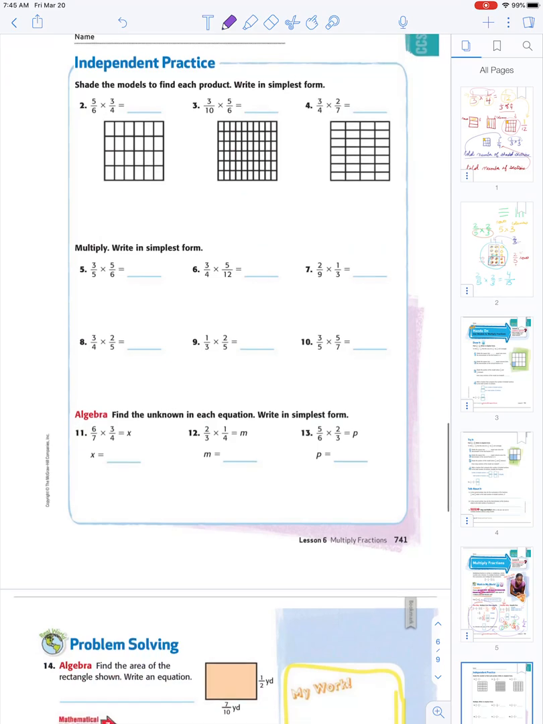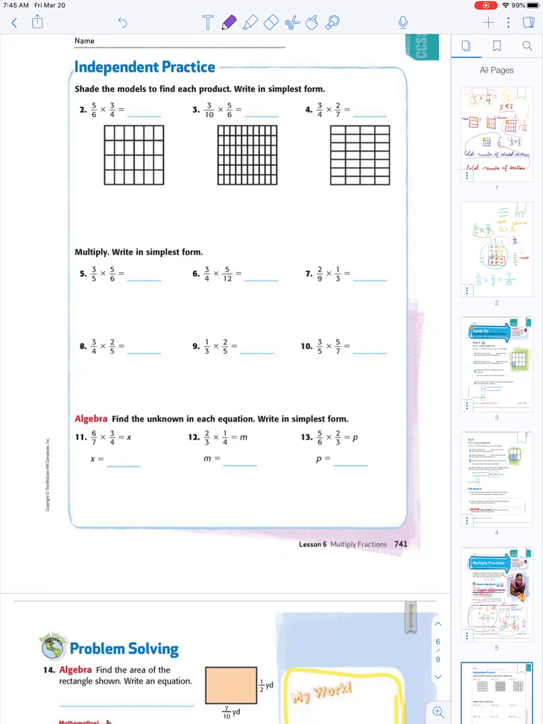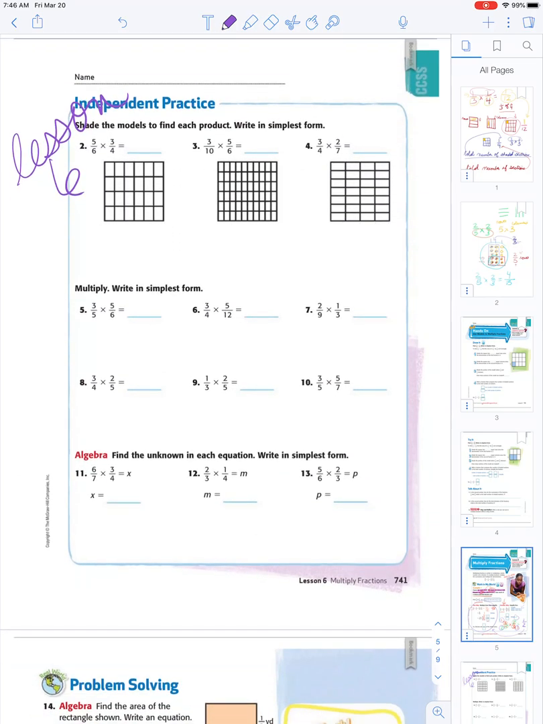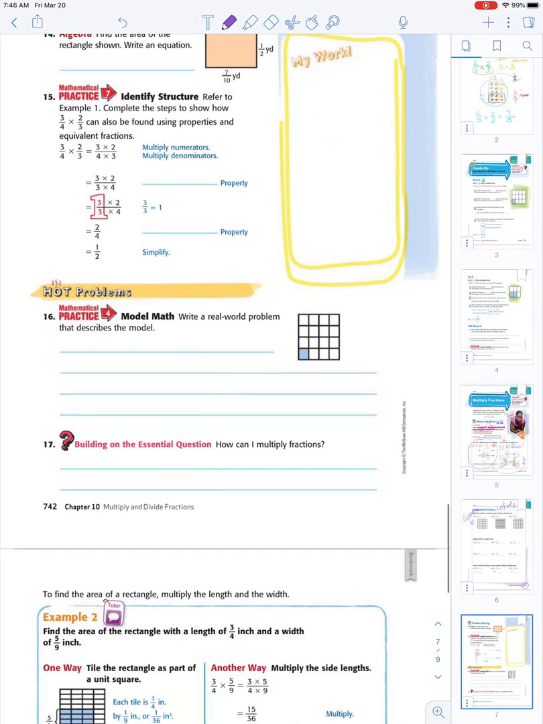All right, you are going to work on the independent practice for lesson 6. We're going to skip lesson 5 because that's just drawing pictures. Your secret word is sky, like the sky that you see outside. So make sure you write that at the top of your independent practice when you submit it. And again, you can work on this all weekend. If you have questions or problems, let me know. But you are going to be doing the whole independent practice, meaning both sides, page 741 and 742.